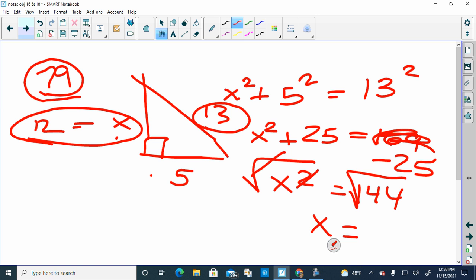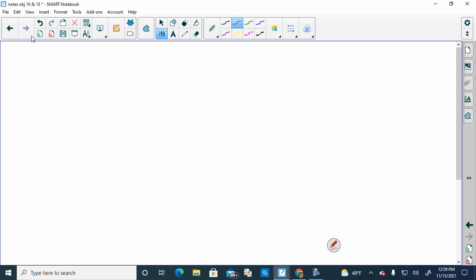Okay, so you've had practice of this on your own before. So that's solving for the sides. So we'll just go straight on to number 80. This one didn't have a drawing, but it tells you it's a triangle. Okay, so number 80.